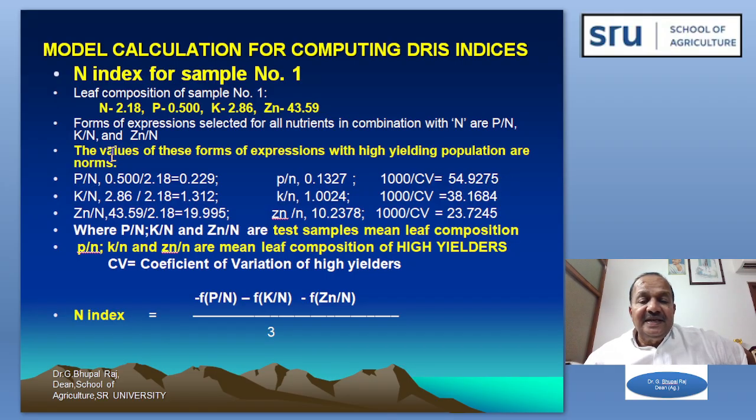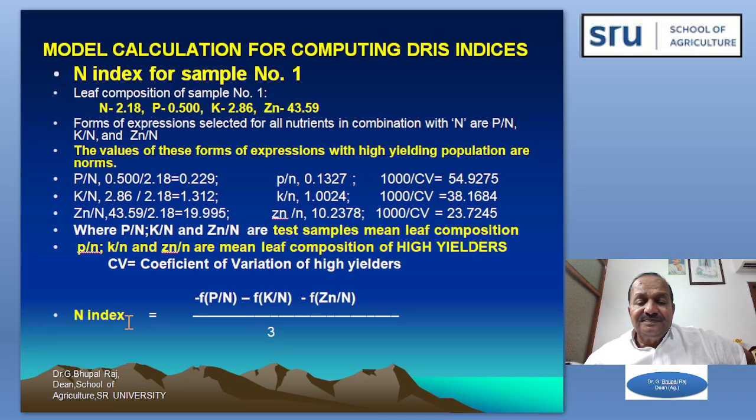Like that, K by N also. These are the test sample values. This is the reference value, the norm value, and the calculated 1000 by coefficient of variation. So from these values, P by N, K by N and zinc by N are the test samples' mean leaf composition, and small p by n, k by n, zinc by n are the mean leaf composition of the high yielding population. I told you these are the reference. CV is the coefficient of variation of the high yielding values. Then we will calculate the nitrogen index.